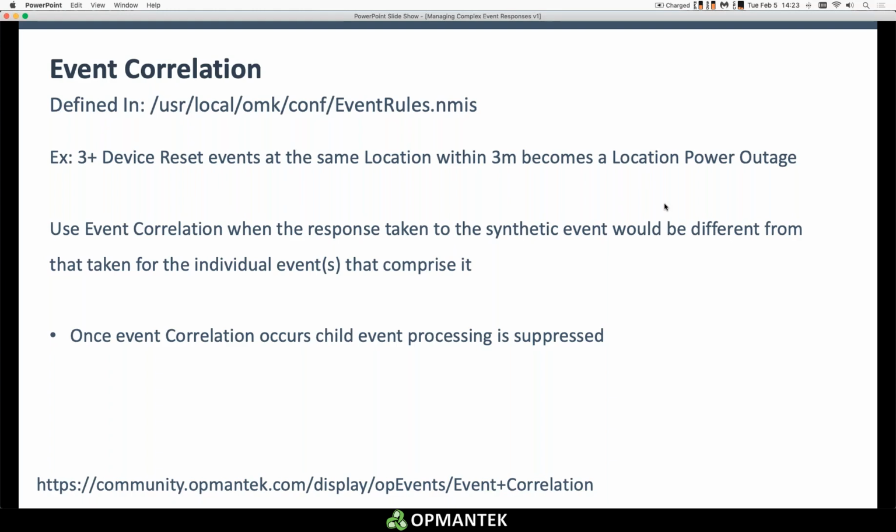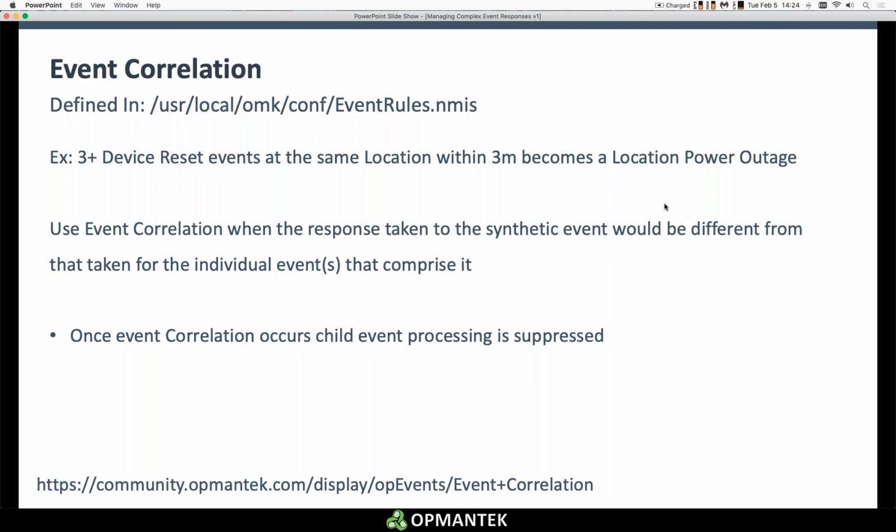So you would really use event correlation when the response taken to the synthetic event would be different from that taken for the individual. Think about it this way. If you were to have a power outage at an entire physical client location, that power outage might take out all the devices that are there. The devices might have device resets as they reboot. You might get alarm responses from the UPS systems. You might be watching the UPSs and see that the UPSs raise an event, an alarm, that they're now in power drain mode, that they're providing power, that input power is off for that UPS.